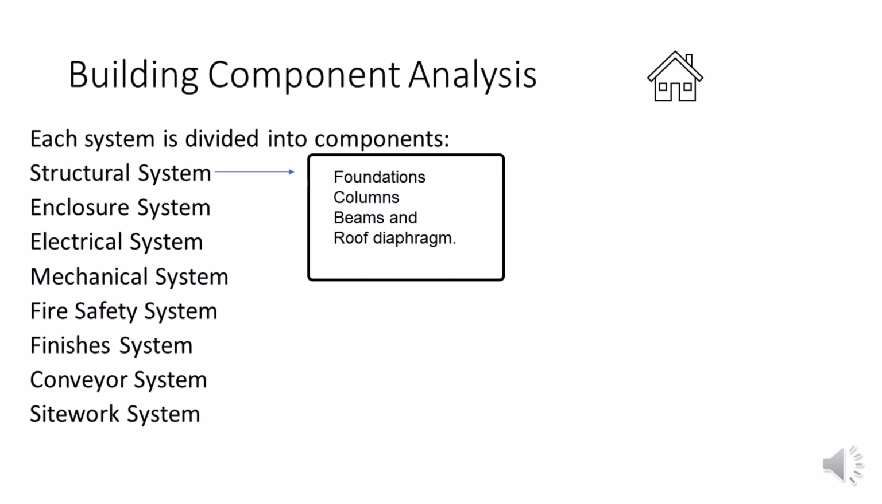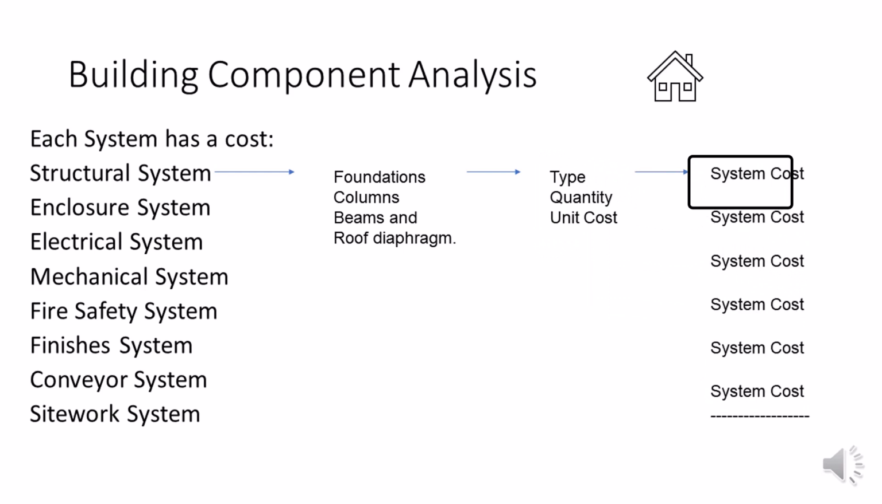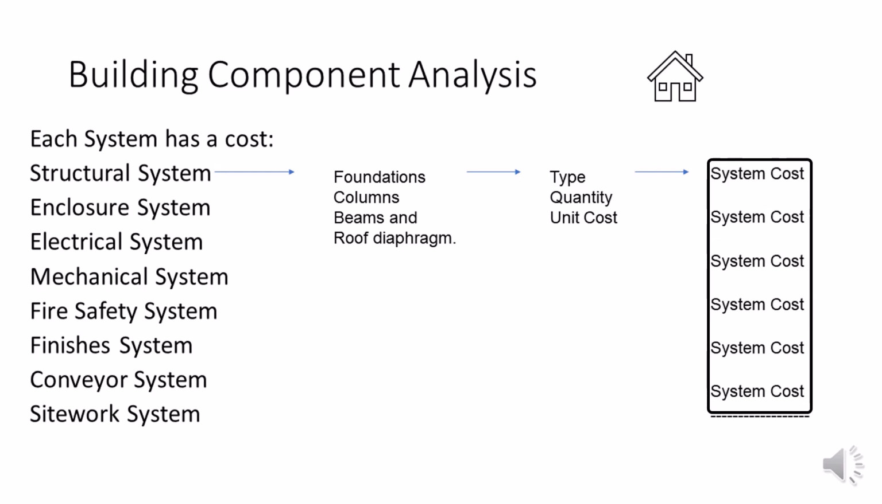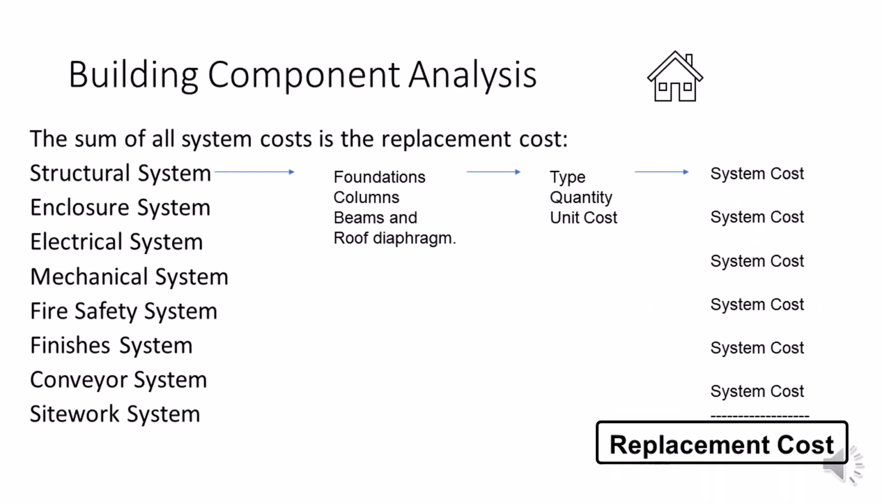Each one of those systems is then divided into components such as foundations, columns, and beams are part of the structure of the building. Each one of those components has a specific type and a quantity, and we can then associate those to a unit cost, so that allows us to cost out each component for each system. Once we know all of the system costs for all the systems in an asset, we add those up, and that'll give us the real property replacement cost for that asset. Once we add all of the individual replacement costs, we can have a portfolio RPRC.